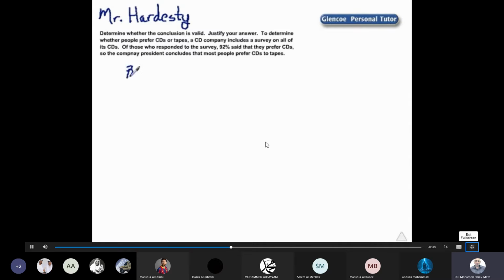In our example, our sample is biased. By that we mean the people that are taking the survey, the 92% that said they prefer CDs, have already purchased CDs. That means the sample is not fair. It's biased. Those folks have bought the CDs. Most of them prefer a CD. Because of that logic, and using a bad sample, we'll say this is not a valid conclusion and therefore should be refuted.